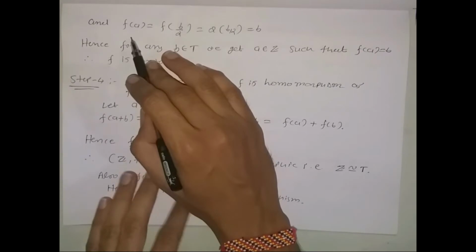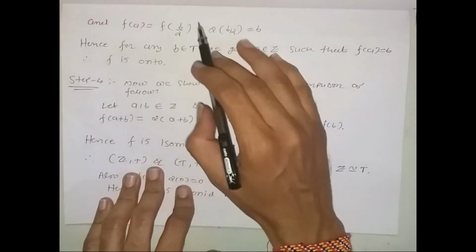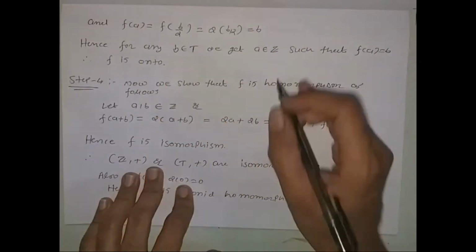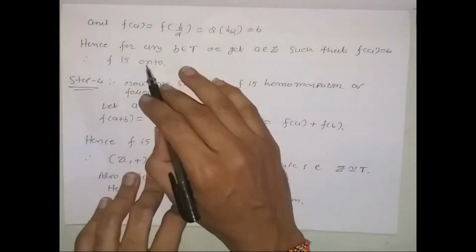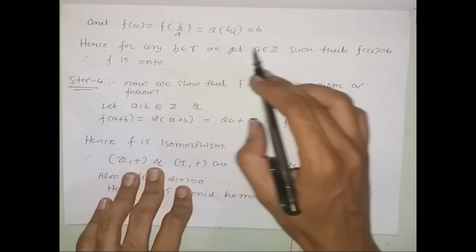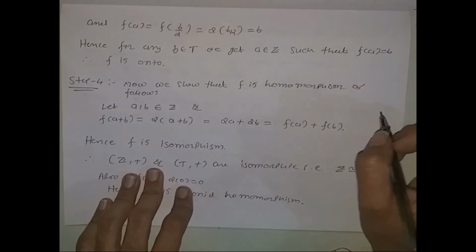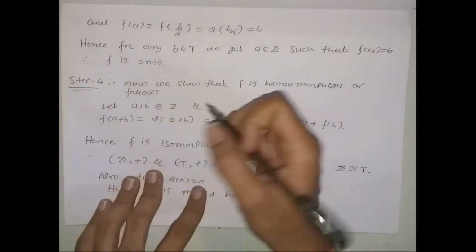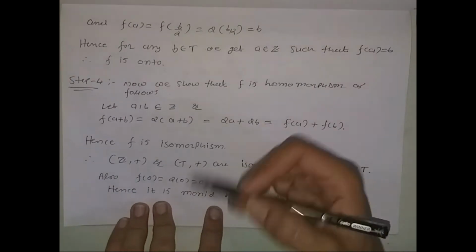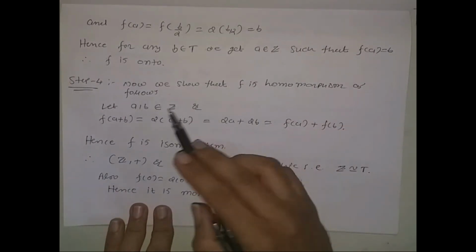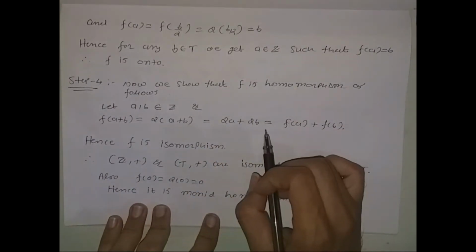and f of a is equal to f of b by 2 is equal to 2 into b by 2 is equal to b. So for any b belongs to T, we get a belongs to Z such that f of a is equal to b. So f is onto. Now the last step is we will show that f is a homomorphism.